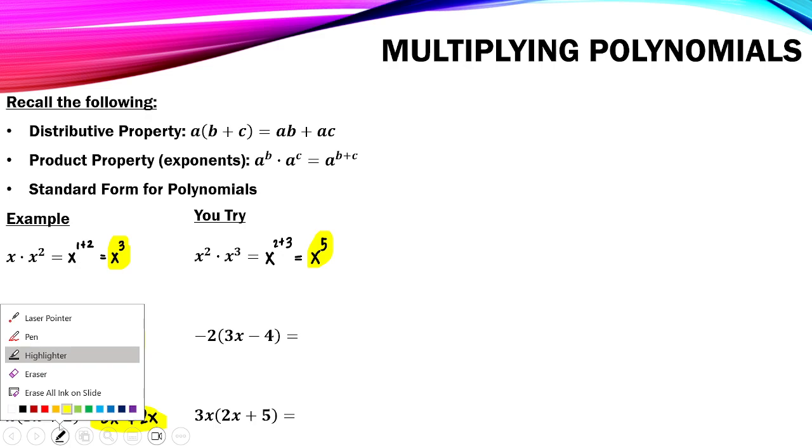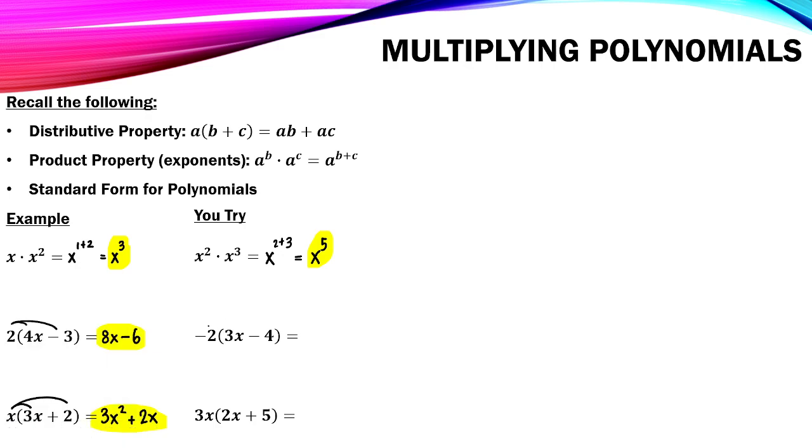For the second one, we're going to be distributing, so I'm going to take the negative 2, multiply it to the 3x. That's going to give me negative 6x. And then I'm going to take the negative 2, multiply it to the negative 4. That's going to give me positive 8. So for the second one, we should get negative 6x plus 8.